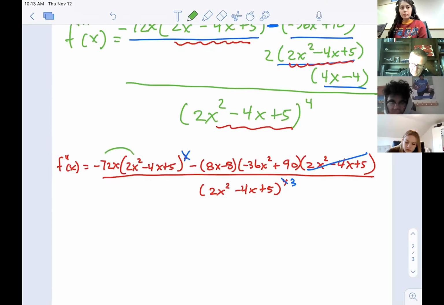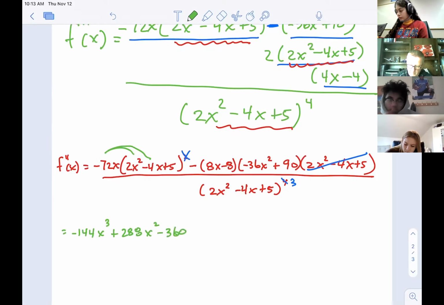So 72 times 2 is 144. X squared times x is x to the 3rd. 72 times 4 is 288. So it's positive. Negative 72 times negative 4 is positive 288. And there's an x and an x, so that's x squared. And then 72 times 5. 70 times 5 is 350. 2 times 5 is 10, so that'd be 360. And there's an x there. So there's that distributive law done.